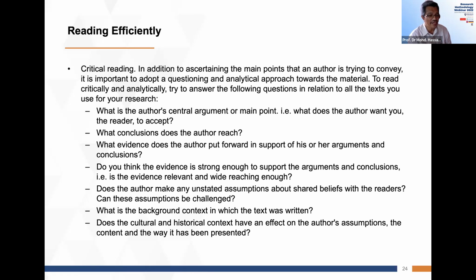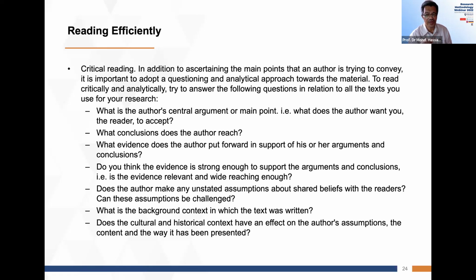You just cannot read just for the sake of reading, or just read trying to summarize what is being discussed in the paper. You must have that analytical approach. You must have the need to question the paper, right? So you must read critically and analytically.